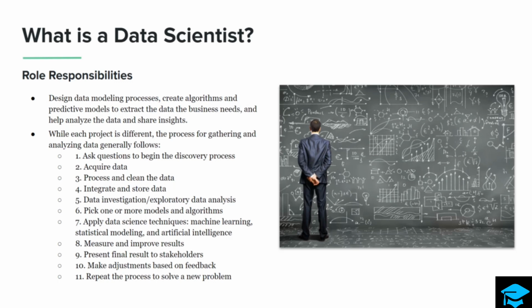Then there's the data investigation, exploratory data analysis, and then you select one or more models and algorithms to work with. Then you apply data science techniques, right? Machine learning, statistical modeling, and artificial intelligence. And then you measure and improve results, present final results to stakeholders, and then you make adjustments based on feedback, and then you repeat the process to solve a new problem. So this is what a data scientist is, right?